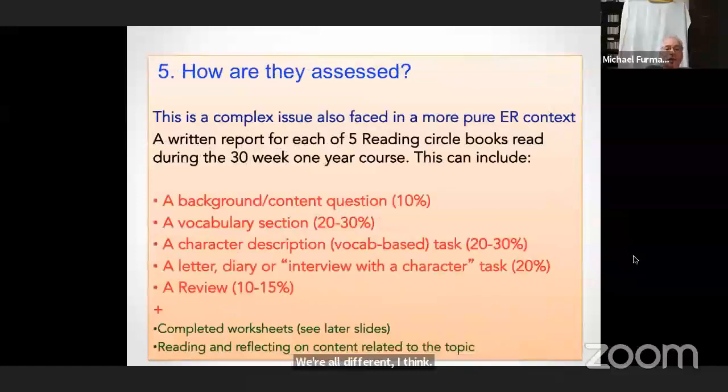Okay, so assessment. My assessment is quite a complicated one, and I'm going to be showing it to you. It involves worksheets that students do, and they submit this at Google Classroom. And if you look in the red, you can see how it's assessed. So there's a background content question, there's a vocabulary question, a character description, a letter, diary, or interview with a character, and a review of the book.